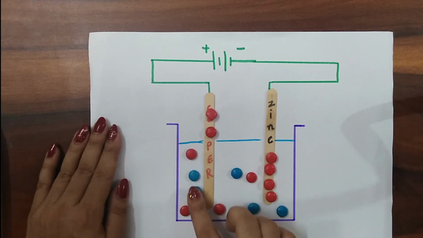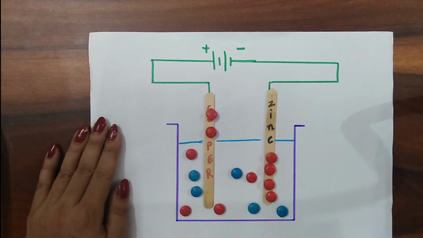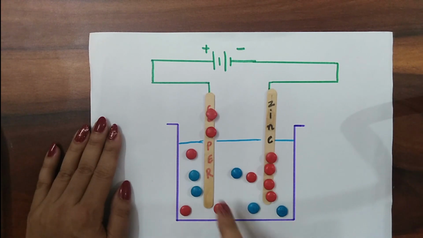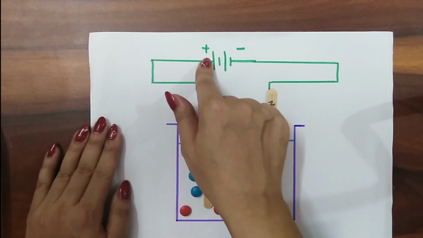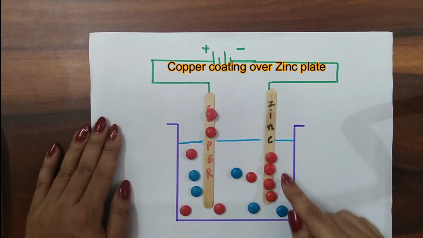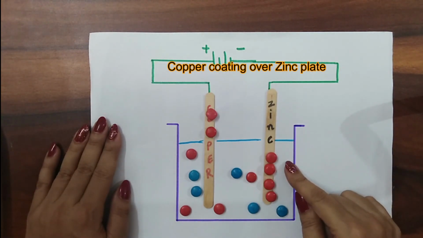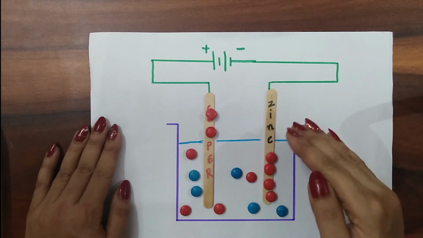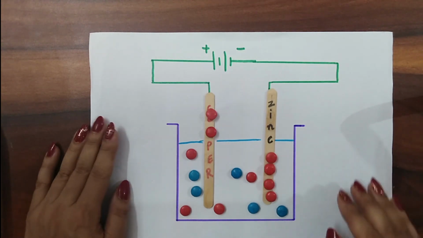So as the process continues, there will be degeneration of this particular copper plate, which was initially made as anode, and the copper atoms will start depositing over the zinc plate. So here we are getting a fine coating of copper over zinc by passing the electric current. So this is electroplating of copper over zinc.